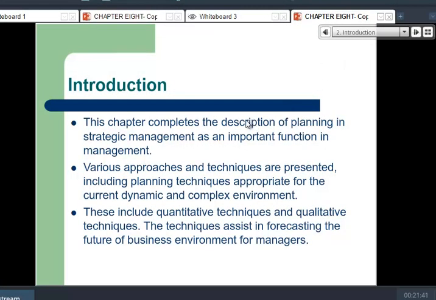Various approaches and techniques will be presented and studied, including those for the current dynamic and complex environment. Also, we will go through quantitative techniques and qualitative techniques, and these techniques will assist us in anticipating and forecasting the future of the business environment for managers.